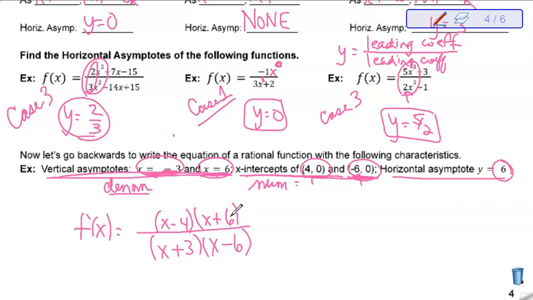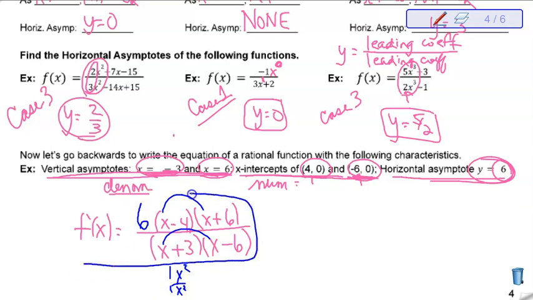And now the only last piece that I have to worry about is that horizontal asymptote for y equaling 6. If I were to go through and FOIL this, I get an x squared and an x squared. So an x squared over an x squared doesn't give me 6 for my horizontal asymptote. It gives me a 1, with a 1 over 1. So somehow I have to incorporate a 6 there, and it's as easy as throwing a 6 in the numerator. So that will then give me a horizontal asymptote of 6. Alright, so that's the easier of the two.